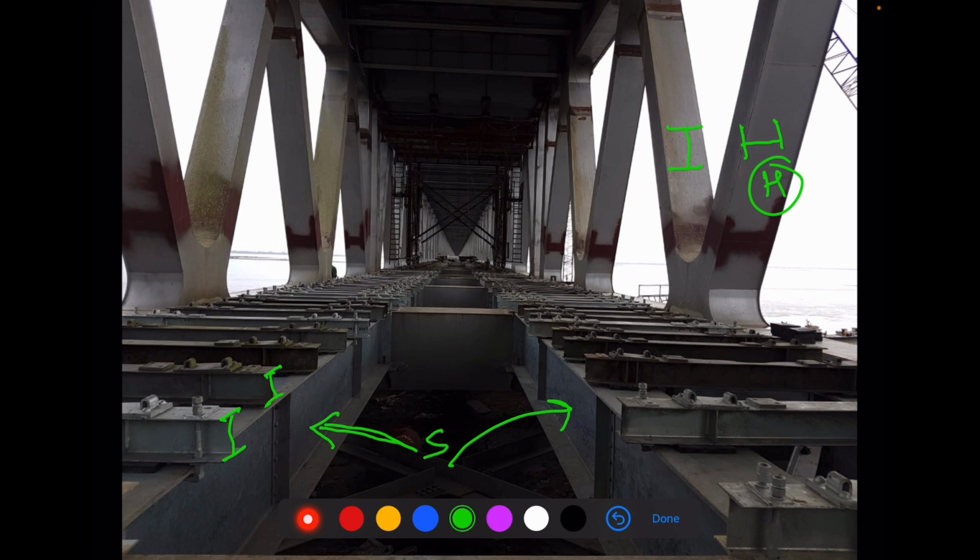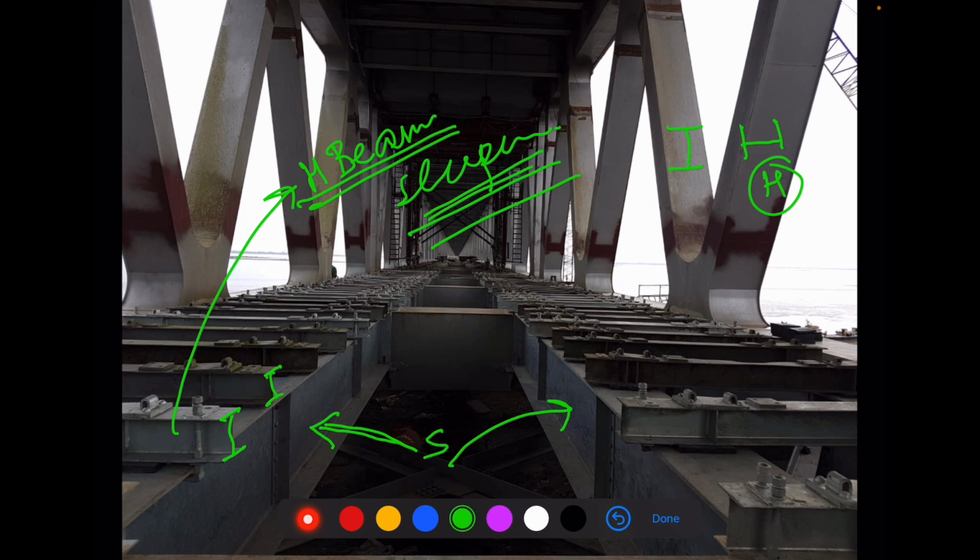So when the bridge sleeper section is not built up, it's a single rolled section and it has an I section, then we call it H beam sleepers. So these are basically H beam sleepers. These are steel bridge sleepers, but categorically they can be called H beam sleepers because they are single rolled sections. There is no built up section.